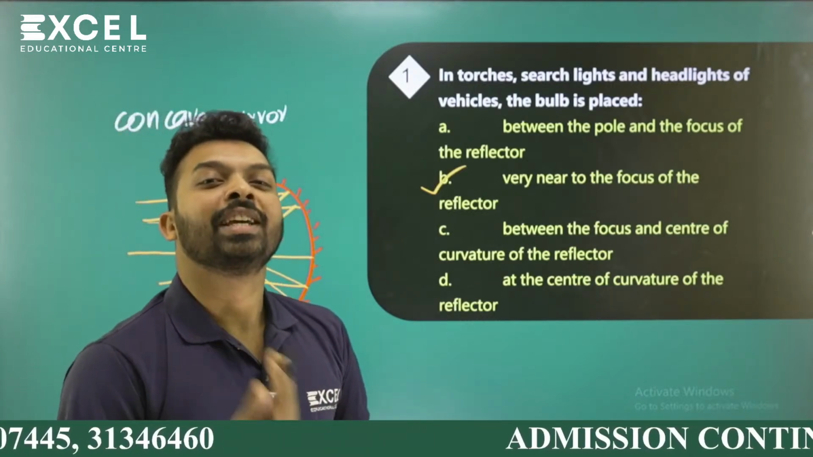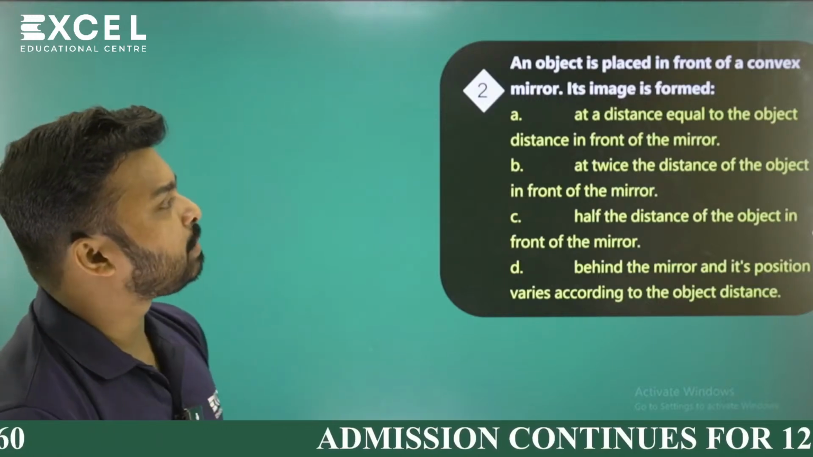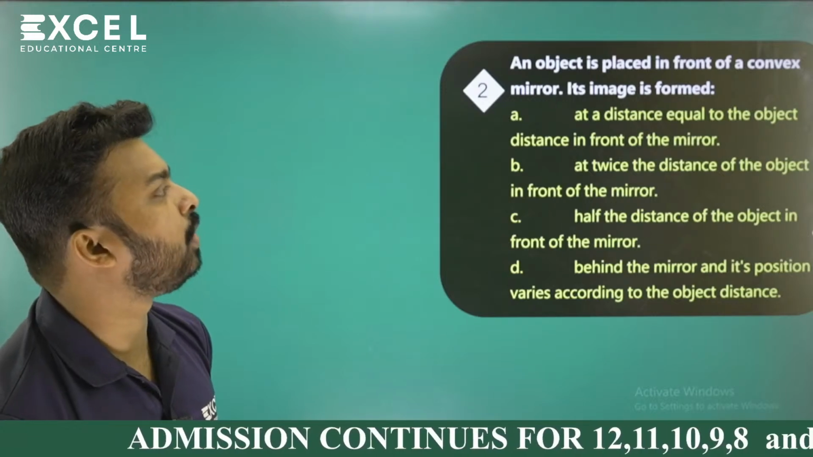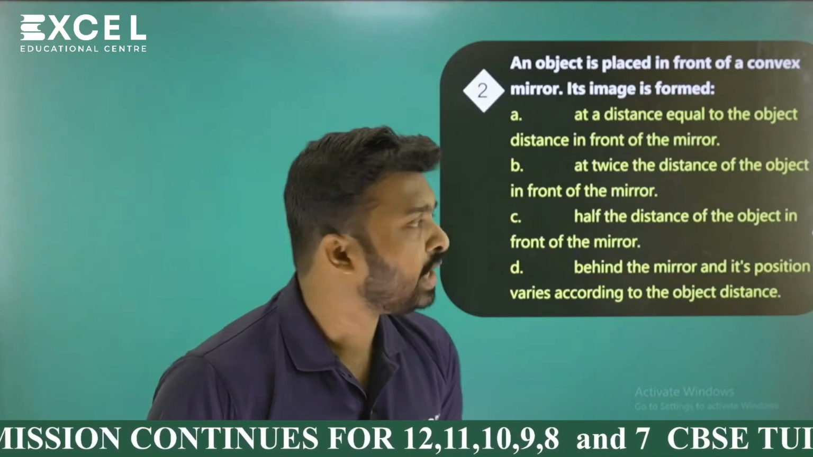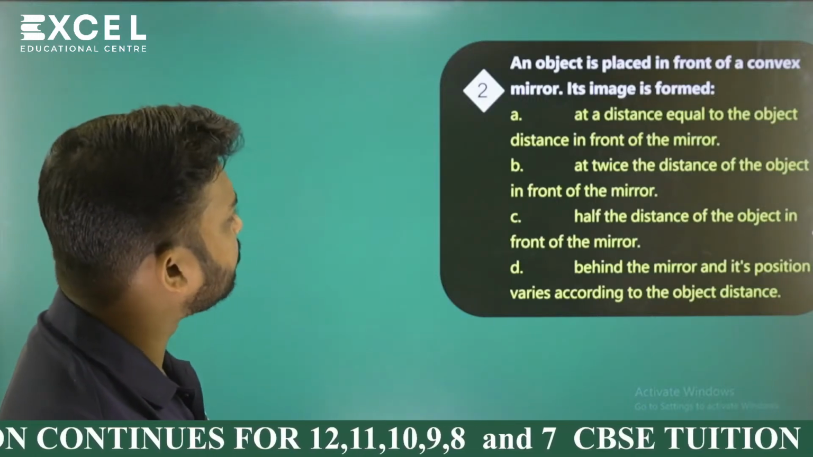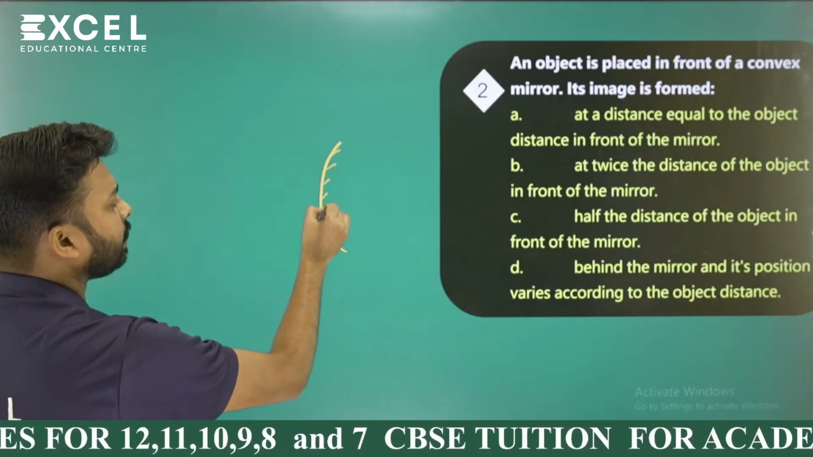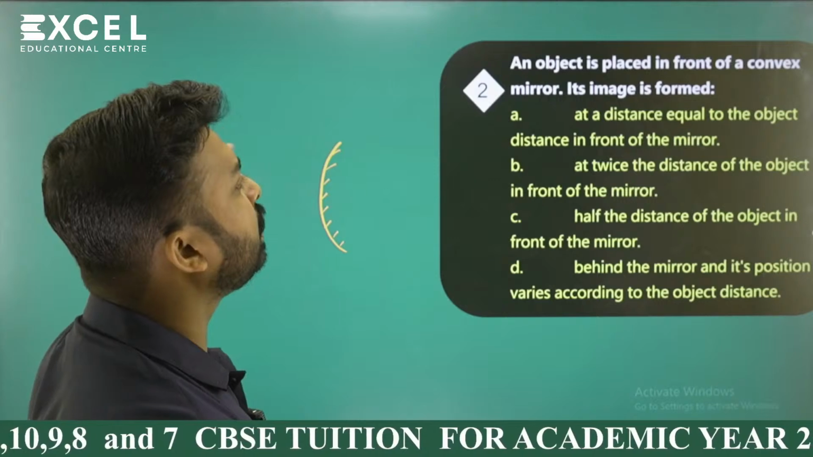Now let's go to the second question. An object is placed in front of a convex mirror. Its image is formed. Earlier we discussed a concave mirror, and now we are discussing a convex mirror. So let there be a convex mirror, and the object is placed in front of it.